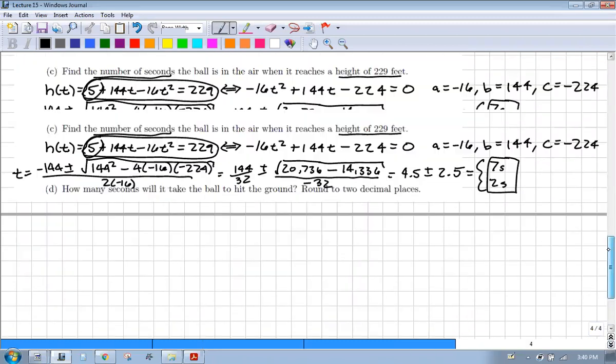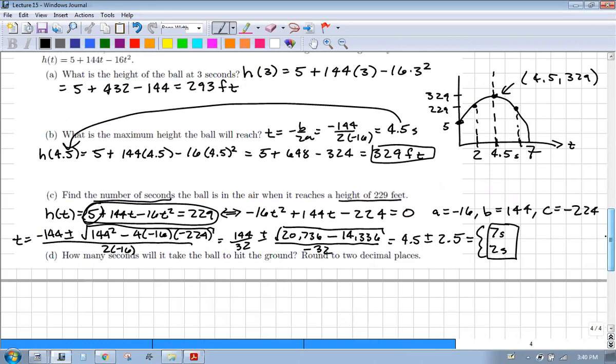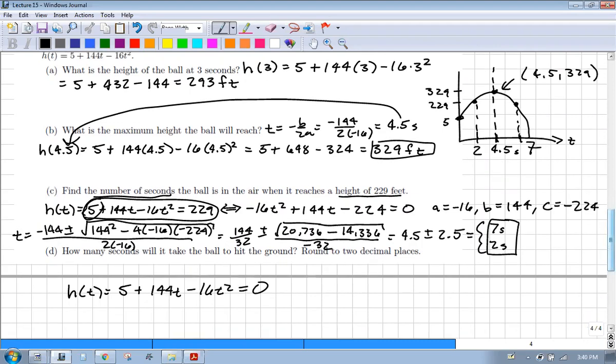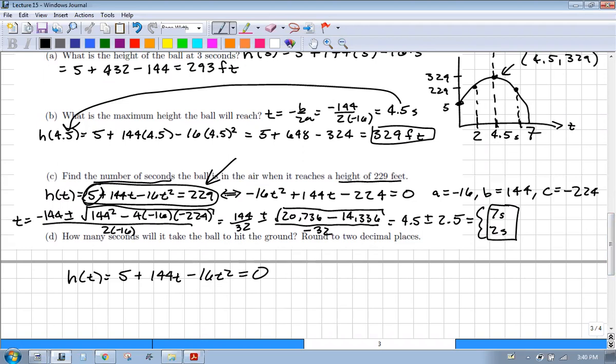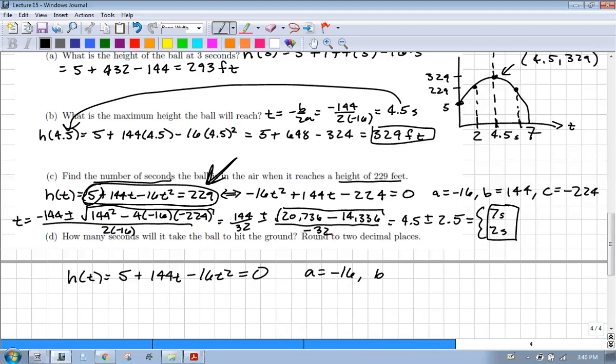All right, how long will it take for the ball to hit the ground? Well, here's our height, 5 plus 144t minus 16t squared. When it hits the ground, the height is 0. So all we do is use the quadratic formula to solve for t again. Notice this is different than what we had up here. This is the height set equal to 0. This one is the height set equal to 229. So they are different. We're using the same formula to get the answers though. A is negative 16, B is 144, and C is 5 here.